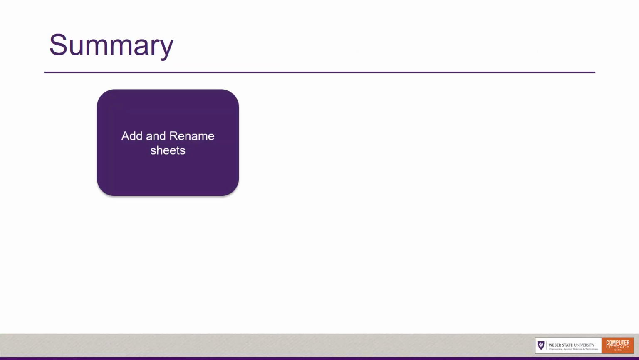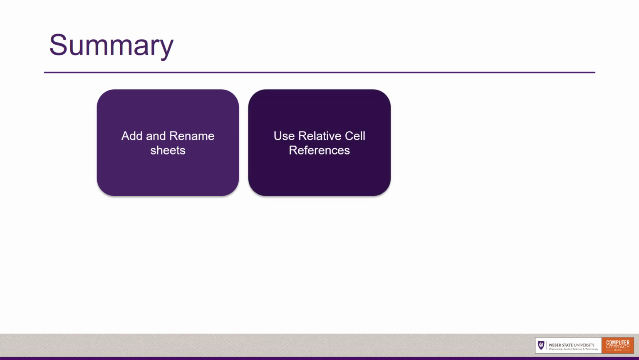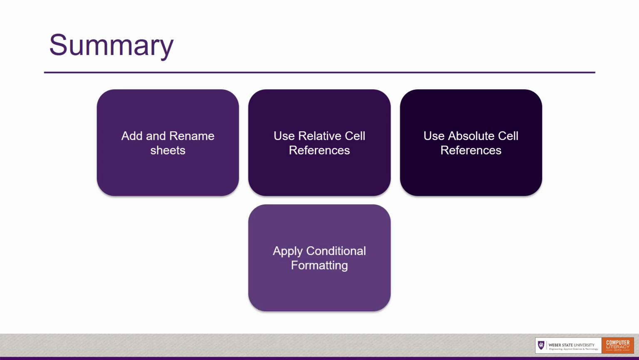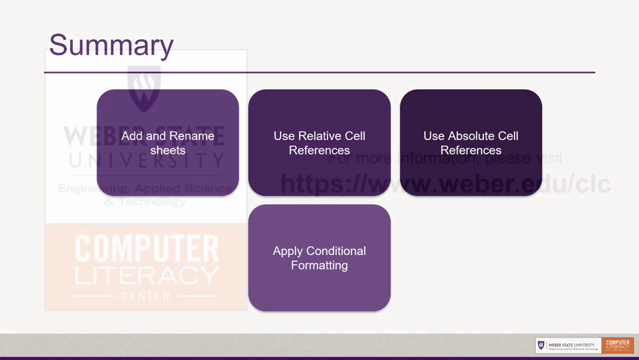Sheets isn't just a simple spreadsheet creator. Today we added, moved, and renamed sheets, which is helpful if you have multiple spreadsheets in the same document. We used relative and absolute cell references to complete calculations, letting Sheets do the hard work for us. Finally, we introduced conditional formatting, an easy way to make parts of your data stand out. Using the tools we discussed in this video can help you unlock more of Sheets' potential and create professional-looking documents.